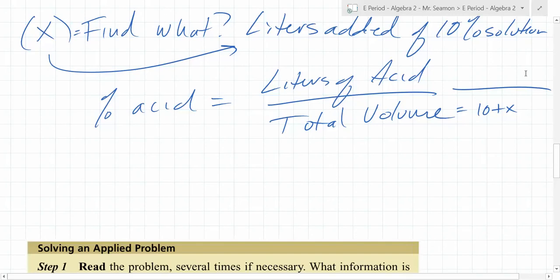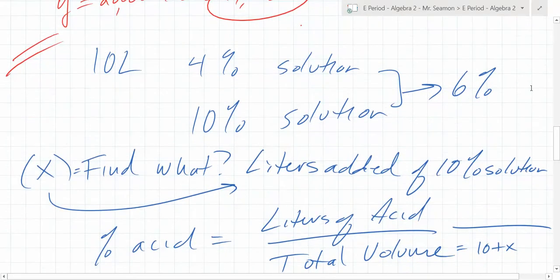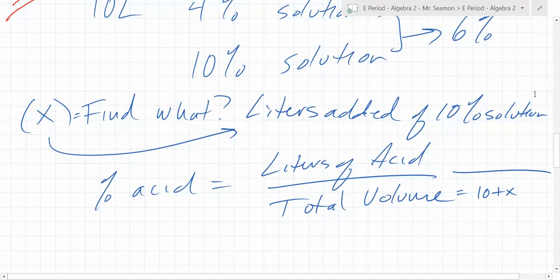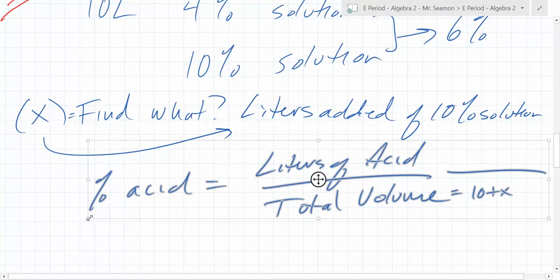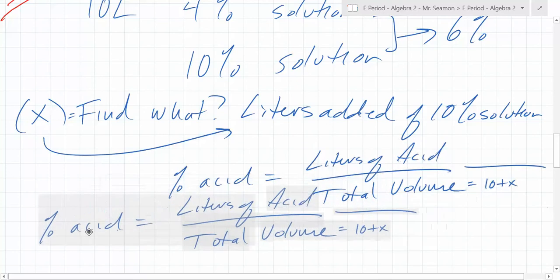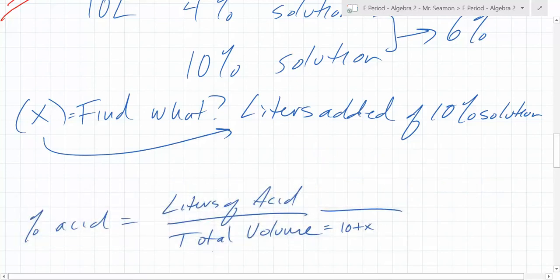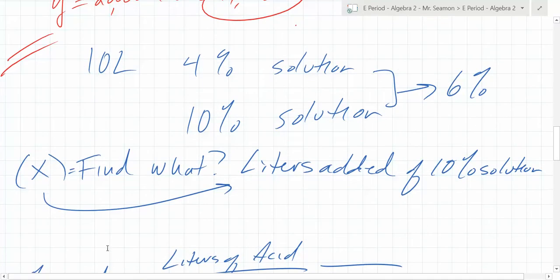Liters of acid. How many liters of acid are already in there? 10. No, that's the total volume already of the solution. That's not of acid. That's the total volume of what you have in there already. 4% of how much? 4% of 10 liters is how much acid is in there, right? So that's 0.04 times what? Times 10.